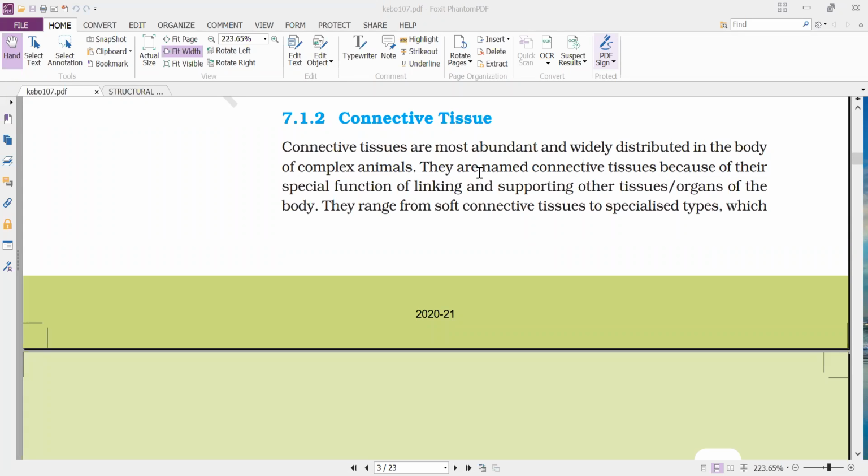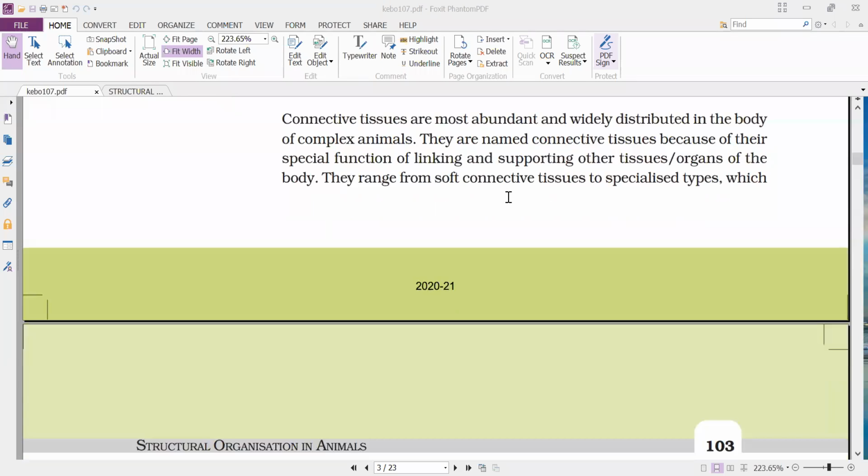Why is the name given as connective tissue? Because of their special function of linking and supporting other tissues or organs of the body. These are the tissues in higher animals which link different organs and give support to other tissues or organs of the body. That's why they are called connective tissues.